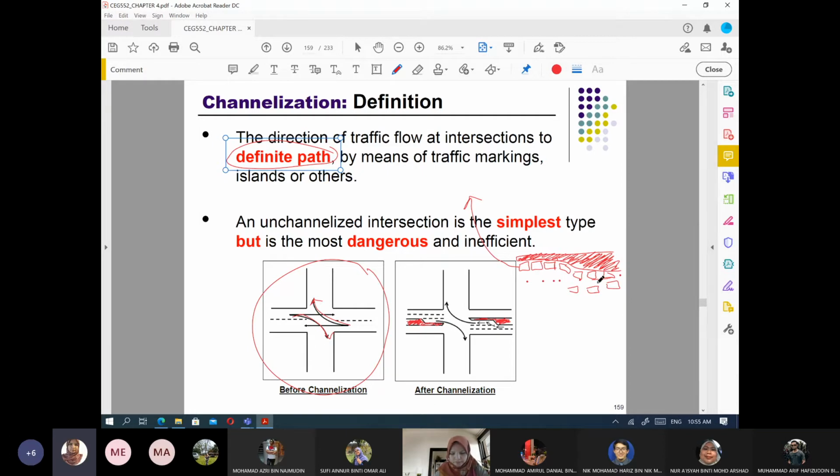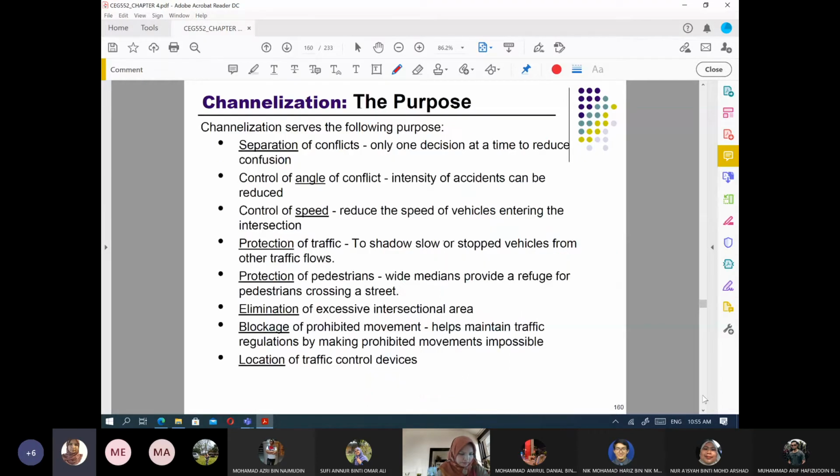Okay, kalau paling simple depan UiTM lah. Depan UiTM kita ada kan yang daripada Permata Nibong tu nak masuk ke UiTM, kat sini UiTM. So kalau sebelah sini, sini ada punya storage. Okay, so dia lebih terarah lah untuk dia nak belok ke kanan. Okay, so that is the channelization.